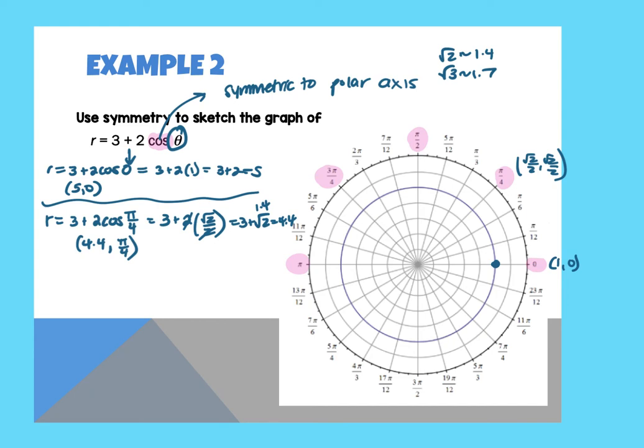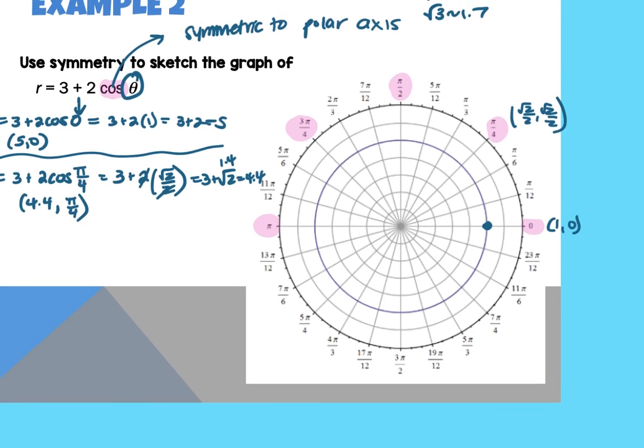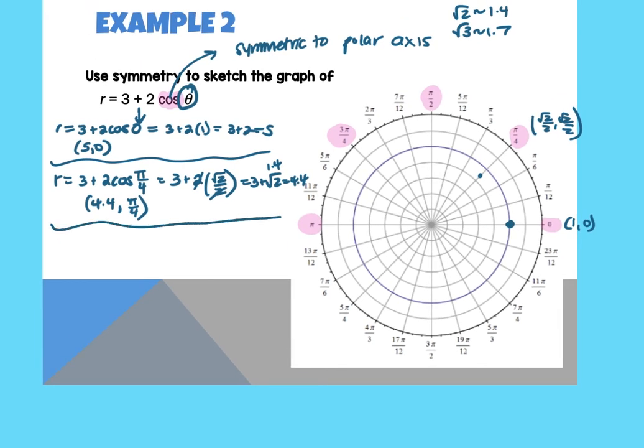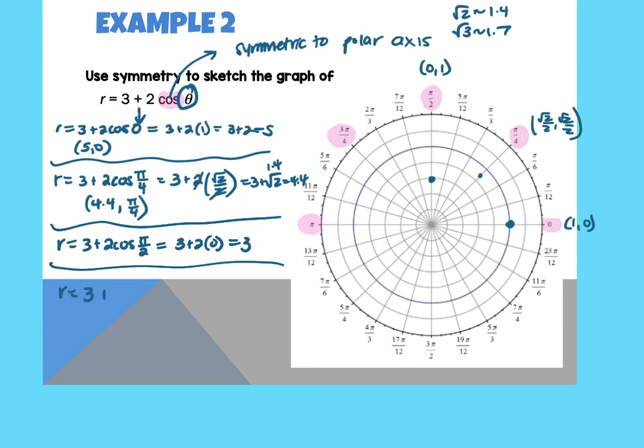Now that next coordinate point is pi over 4, 4.4, so it's like there. Then I go to the next one. R equals 3 plus 2 cosine pi over 2. The cosine at pi over 2 is 0, so 3 plus 2 times 0 is 3. So pi over 2, 3 would be that coordinate point. Then I plug in 3 pi over 4. The coordinate point here is negative root 2 over 2 and root 2 over 2.